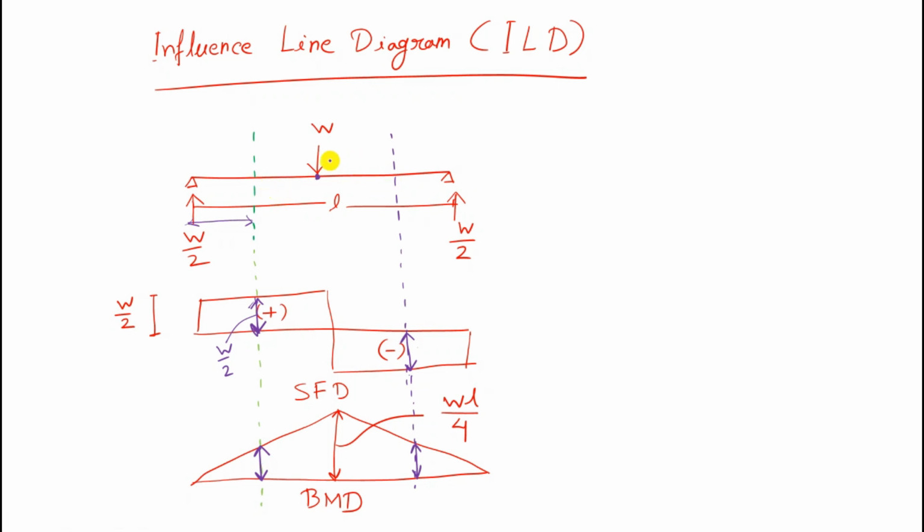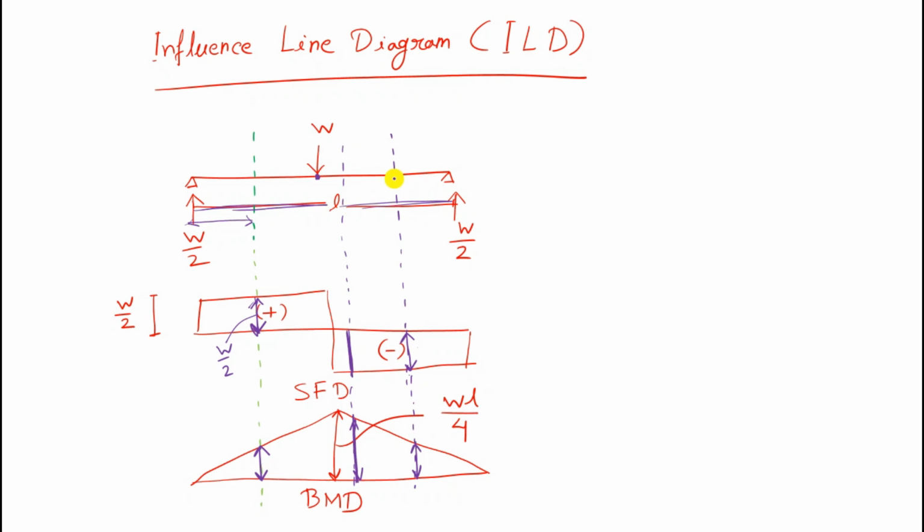Or if you draw the section at this point, then what will be the amount of shear force? This will be the amount of shear force, and this will be the amount of bending moment. So you can easily understand one thing, that our load position is fixed at the midpoint, and we can vary the section from 0 to L. This is the length of the beam.